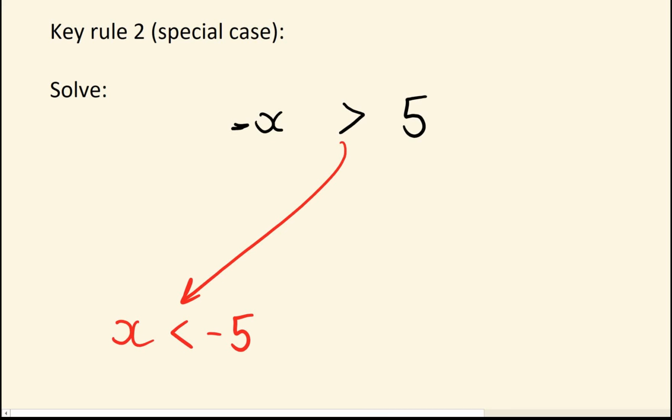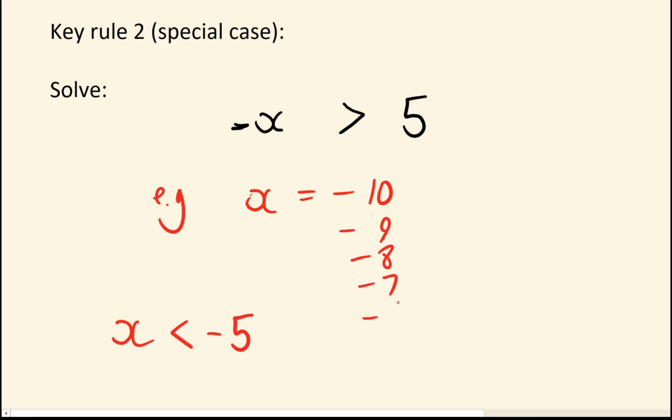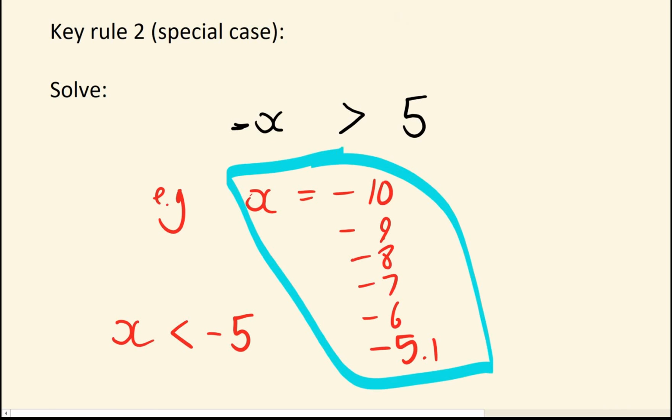Okay. Again, just to explain that. So here I'm saying negative x is bigger than 5. So I can think of some examples for that. So x could be minus 10. That's an example because minus 10 becomes plus 10, which is bigger than 5. I can do a few more. I'm going to have minus 9, minus 8, minus 7, minus 6. I can't quite have minus 5 because that would be the same size as it, but I could have minus 5.1. If you look at this list of numbers, they're basically all the numbers for which x is less than minus 5. So if you get really stuck, you can actually just use logic to figure these things out.